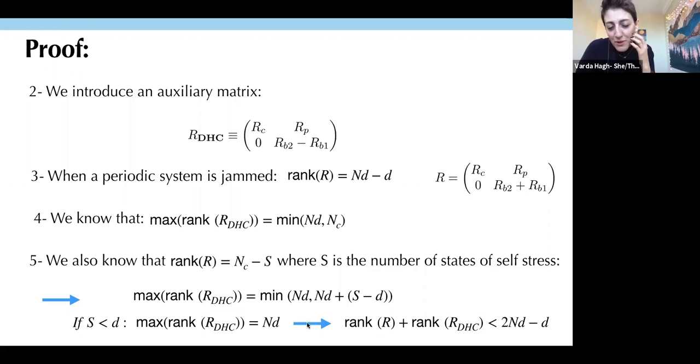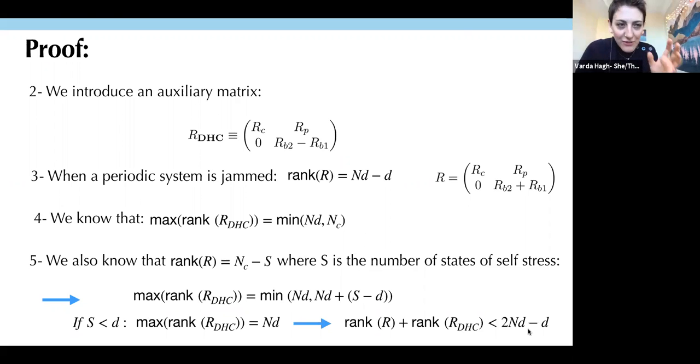Which would mean that the maximum rank that RDHC can have would be for it to be full rank. So this basically tells us that the rank of R plus the rank of RDHC should be smaller than 2ND minus D. I'm just replacing whatever I have for the rank of R and the information about the max rank of RDHC, which is the maximum number it can have, ND. Therefore, the rank of R plus the rank of RDHC is smaller than 2ND minus D.